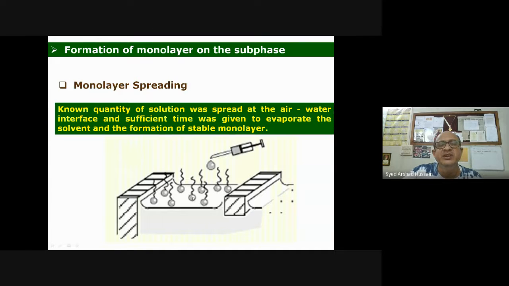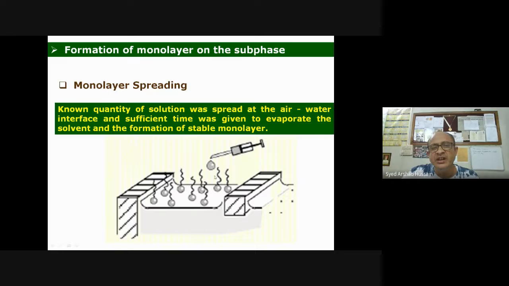Then you see here it's shown. You prepare your material, you choose a water insoluble material, that is, an amphiphilic material. You dissolve the material in chloroform or benzene or any water insoluble volatile solvent, a very dilute solution, so that in the solution your molecules remain apart from each other, with no aggregation.